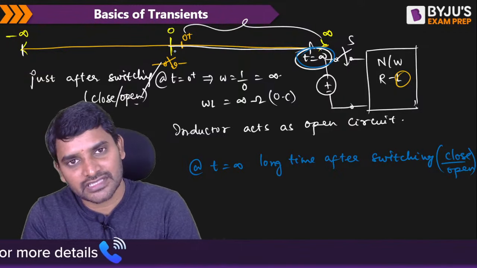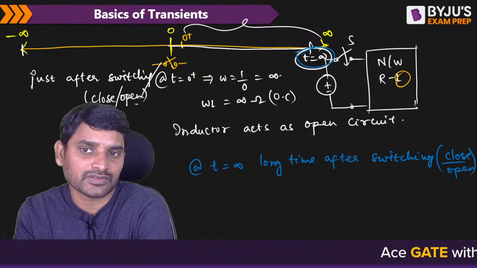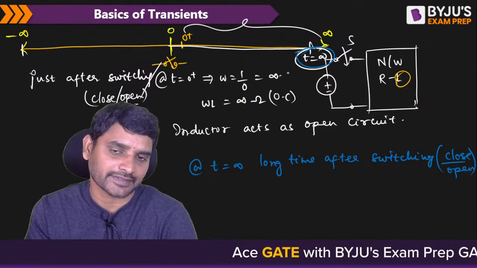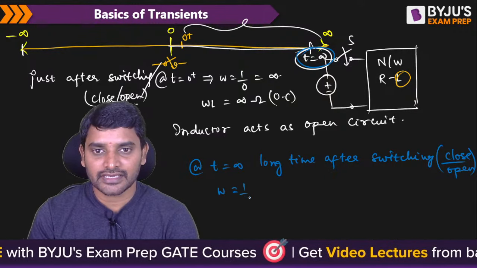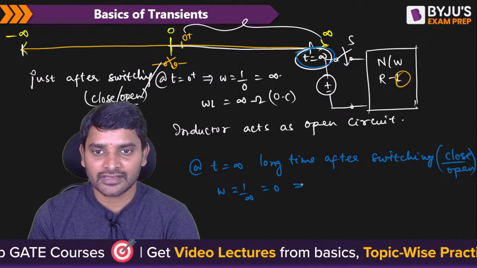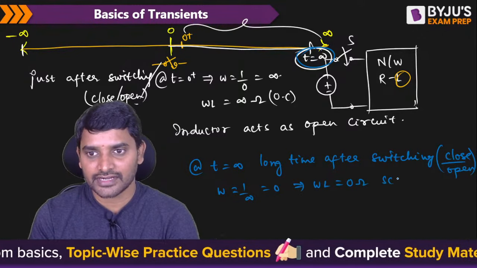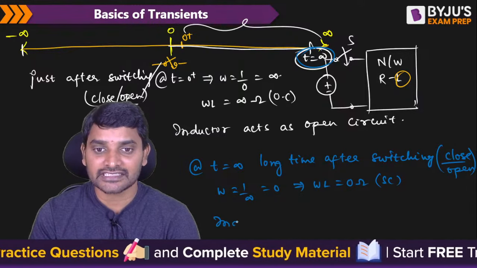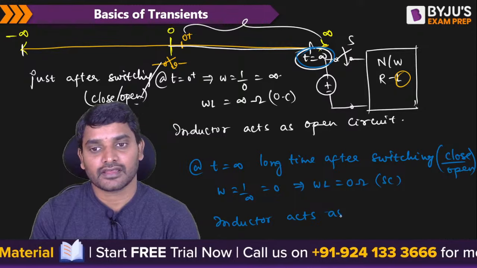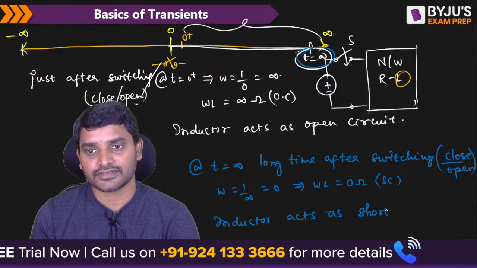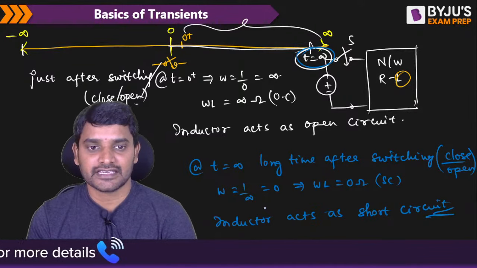And long time after closing the switch, that is called t equals to infinity. Now if t equals to infinity, omega will be 0. If omega is 0, then omega L will be 0 ohms. I can call it a short circuit. So the inductor acts as a short circuit.